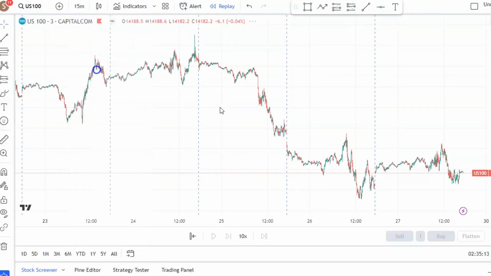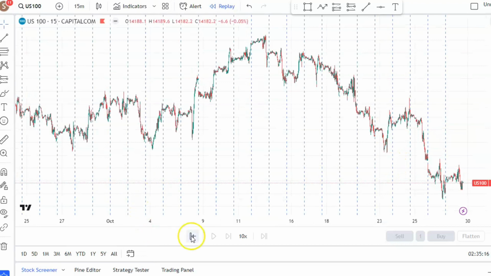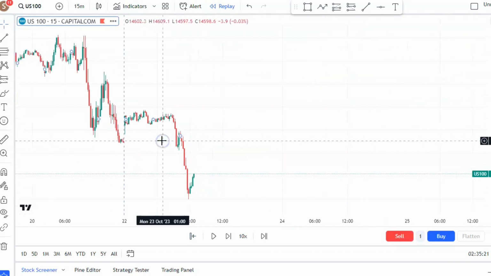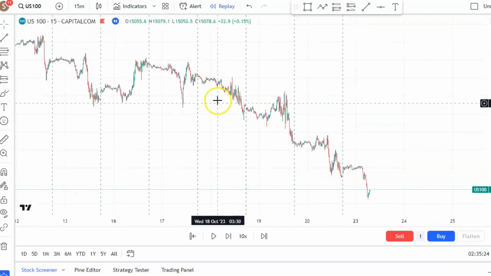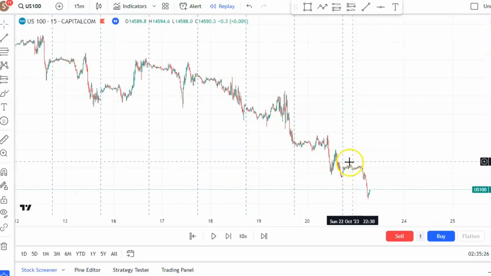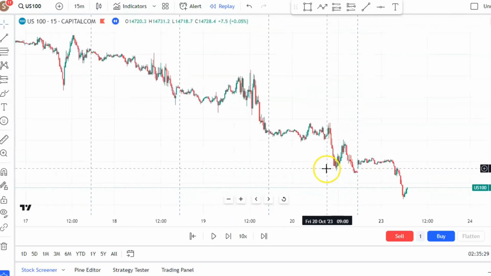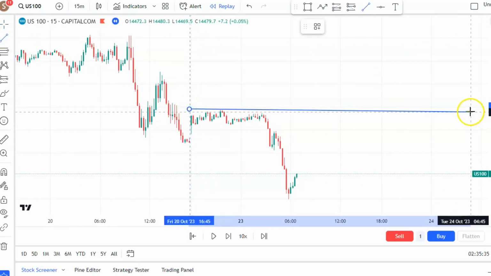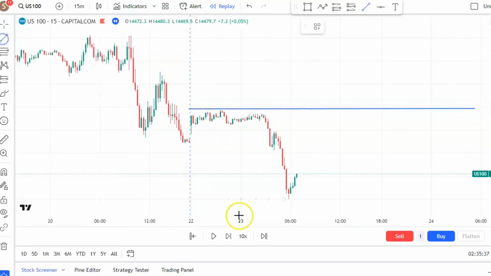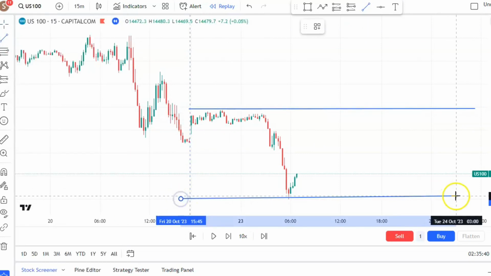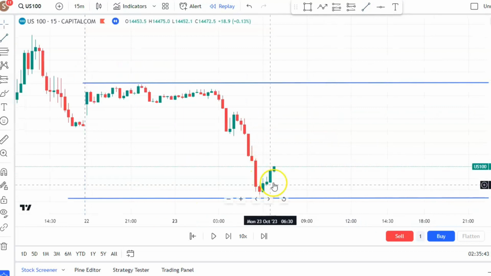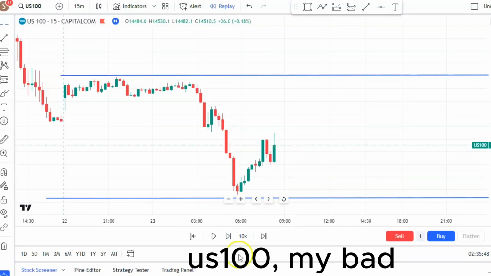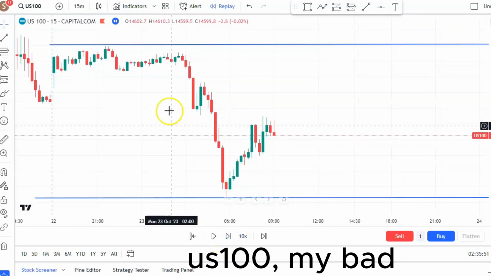All right, so this is US 30 and we're going to break it down again. Now, if you look at US 30, we've been in this downtrend and price has been breaking lows for the past couple of days. So when I'm coming to the screen on Monday, I'm looking at, okay, we have this downtrend. So what do we expect? Expect price to continue falling.